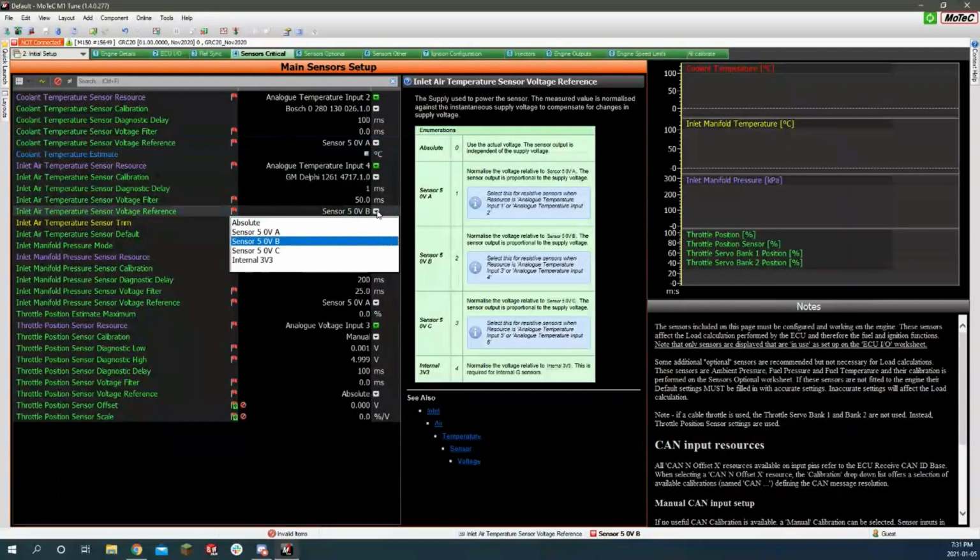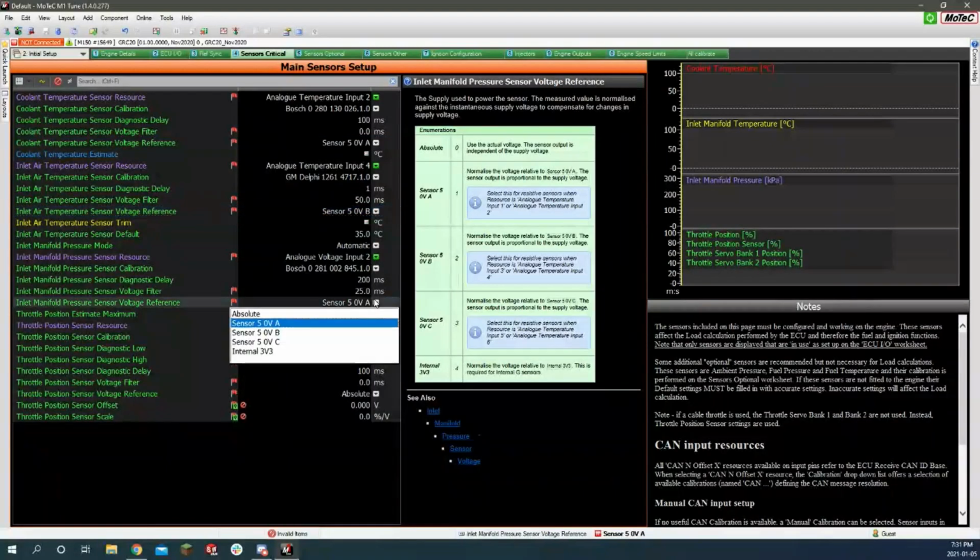By default, the inlet air was set to B. This was set to A. The map sensor's pressure, and throttle position is on. Where is it? Oh, it's a different thing. But those are basically the super critical sensors you need.